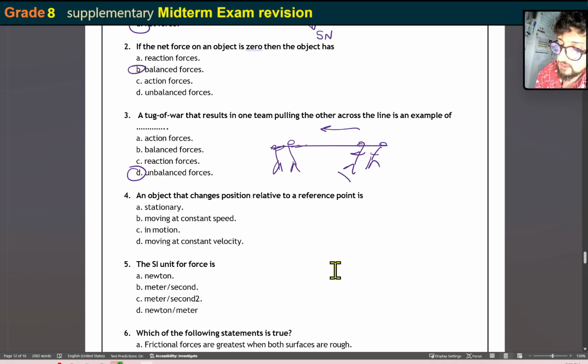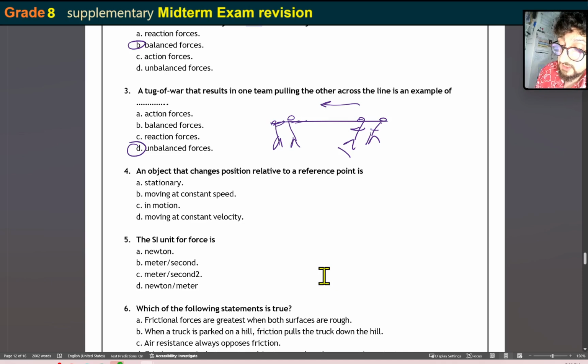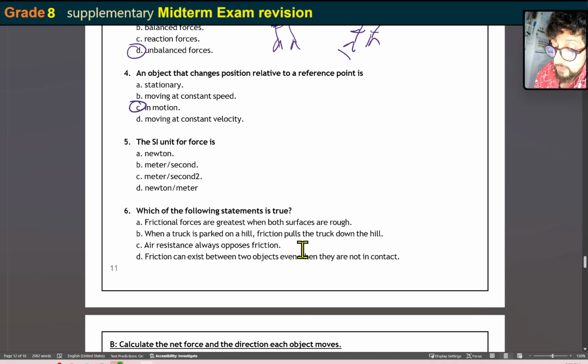An object that changes position relative to a reference point is in motion. That's the definition of movement. The SI unit for force is Newton. Okay. Which of the following statements is true? Frictional forces are greatest when both surfaces are rough. That is true. Let's keep going.